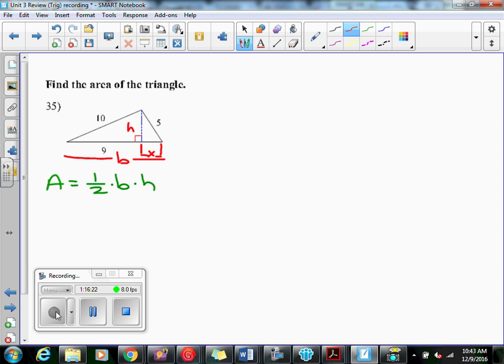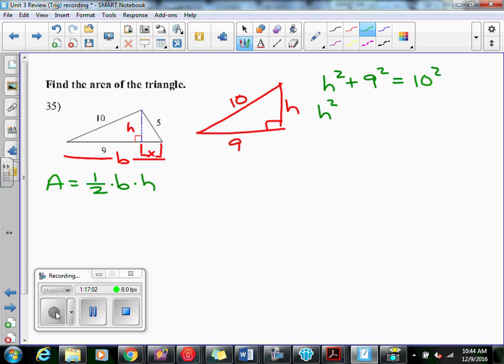So I'm going to do the big triangle first. In the big triangle, if I break it up, I got the length of two sides. I need to find the length of that third side, which is the height. So what am I going to be able to use to find that length? That is a Pythagorean theorem problem. You have a right triangle, you know the length of two sides. So you're going to have h squared plus 9 squared equals 10 squared. If you substitute in, h squared plus 81 equals 100.